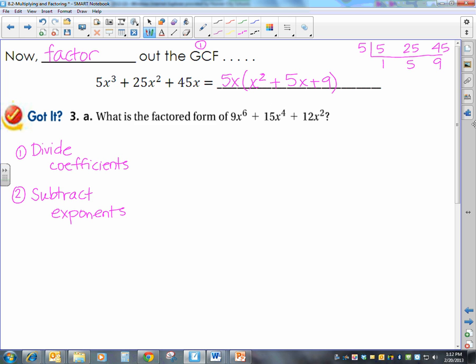Let's do another one. So we start off with, we're going to divide our coefficients. So I'm going to come over to the side and do 9, 15, and 12.